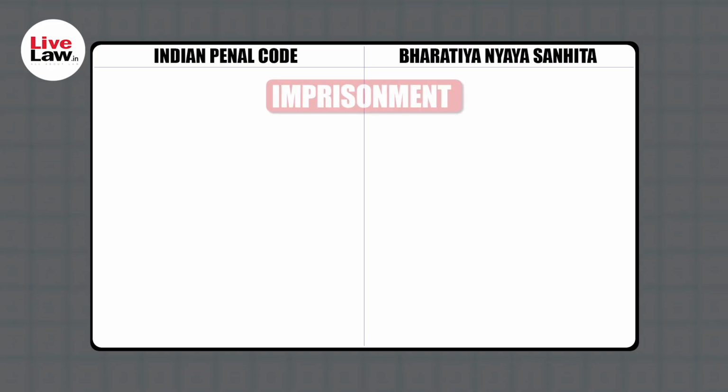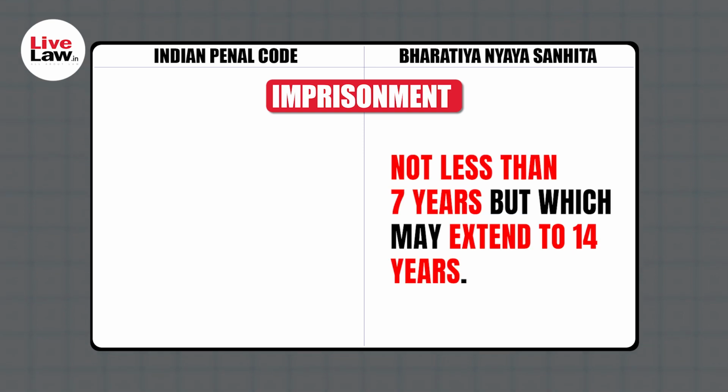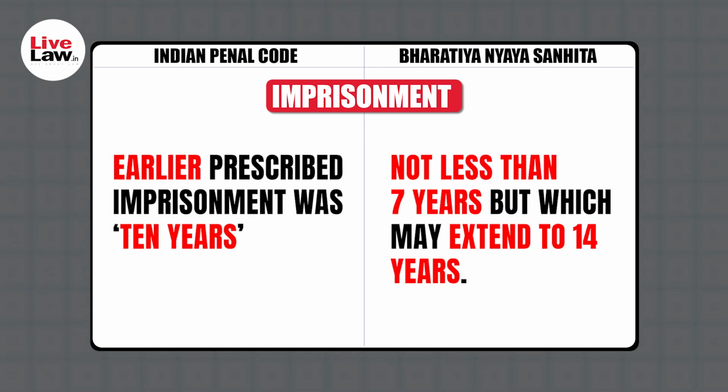This defines the offence of buying child for the purpose of prostitution. The imprisonment prescribed is not less than 7 years, but which may extend to 14 years. Earlier, the prescribed imprisonment was 10 years.